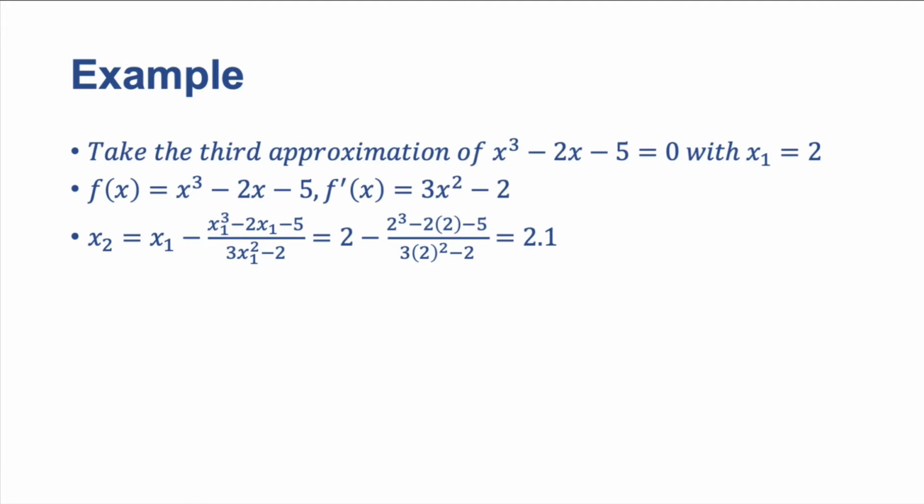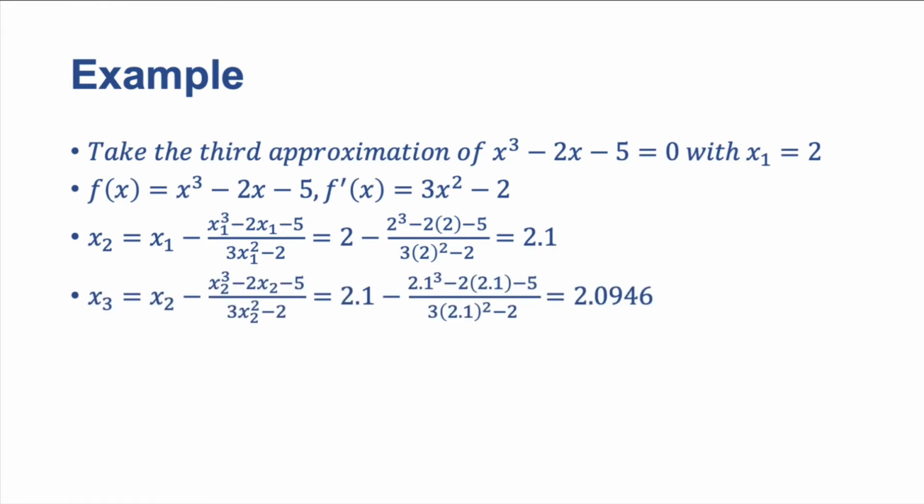Now we need to find our x of 3. To do this, we just do it again. So now we're given x of 3 is equal to x of 2 minus x of 2 cubed minus 2x of 2 minus 5 over 3x of 2 squared minus 2. And that's going to be 2.1 minus 2.1 cubed minus 2 times 2.1 minus 5 over 3 times 2.1 squared minus 2. And that's going to give us 2.0946.